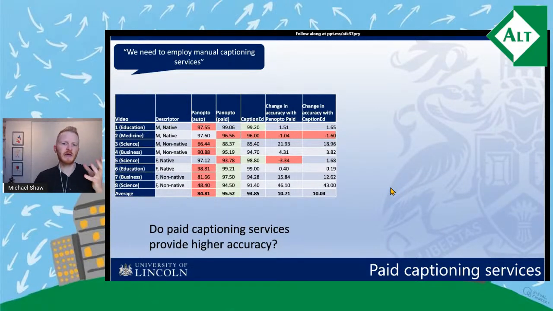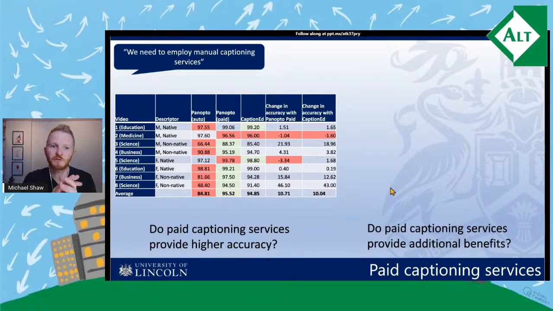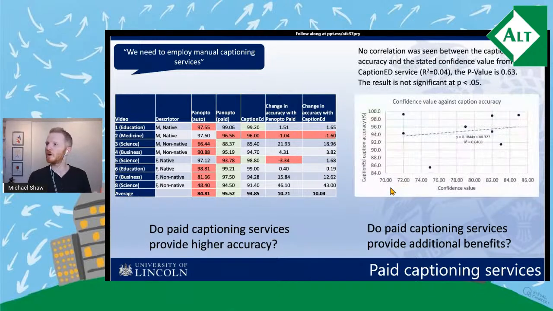So is there something else that we're paying for then? Do these paid services provide any additional benefits? Well, CaptionEd provides a confidence score against their transcripts to help direct and prioritize corrections. However, when we compare the confidence scores to the caption accuracy, there's no significant correlation between the two.